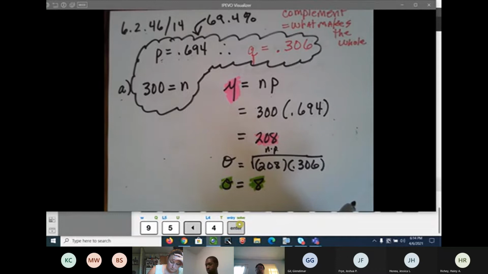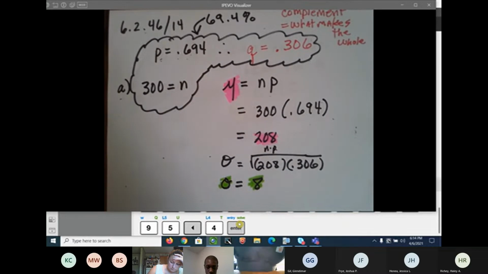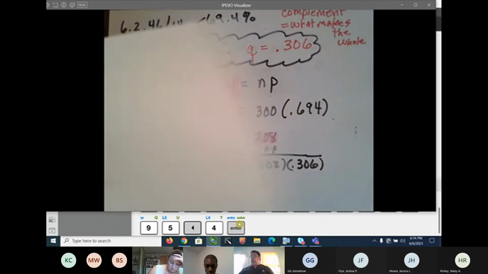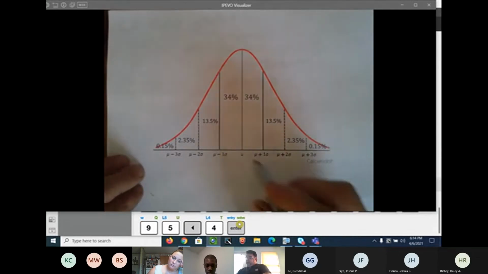Now, what have I told y'all to do with the mean and the standard deviation since chapter 3? Draw the what? Empirical rule. Draw the curve. I've only said that probably 100 times. Draw the curve. And what goes in the middle? 208.